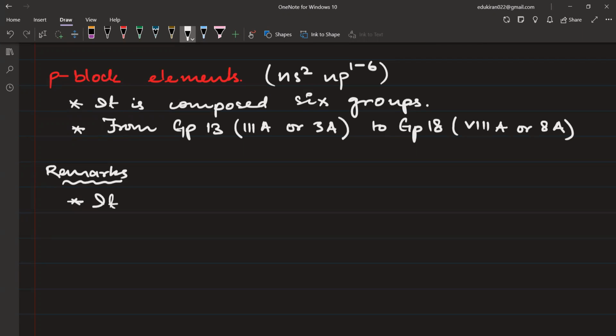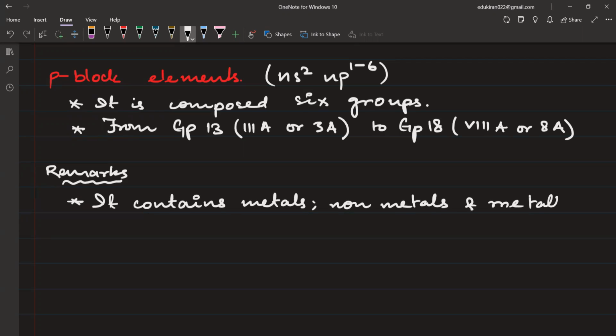It contains metals, non-metals, and metalloids. Metals, non-metals, and metalloids. Okay, so here one thing: if you remember what the metalloids are, then it is going to help you a lot, because above the metalloids we will have non-metals, below the metalloids we will have the metals. Please write the next point.